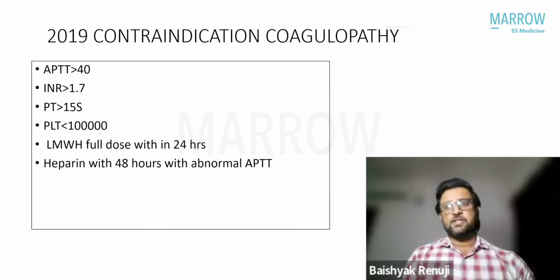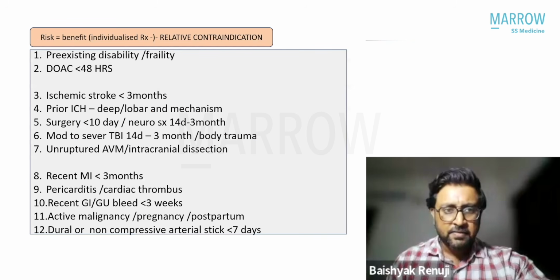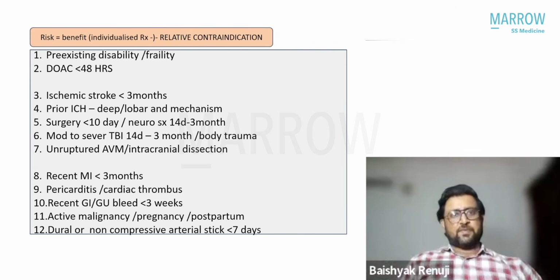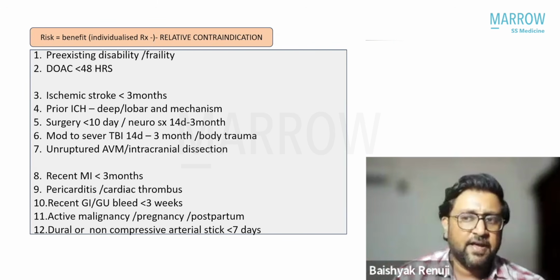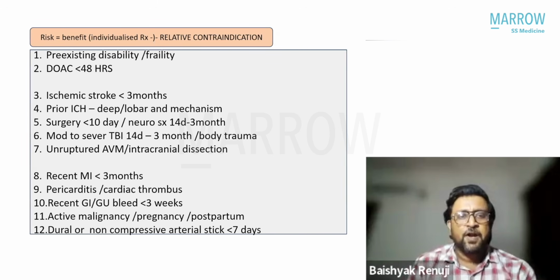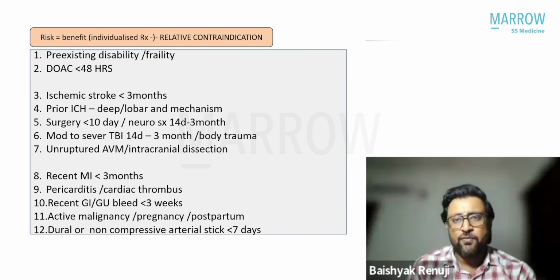So that is a major change in coagulation. I mean, a major change in the contraindications. So this is a relative contraindication. This is the most headache part. Pre-existing disability, frailty is never a contraindication now. A bedridden patient also can be lysed right now. DOAC less than 48 hours, you can lyse if you have the ability to do the test in time.